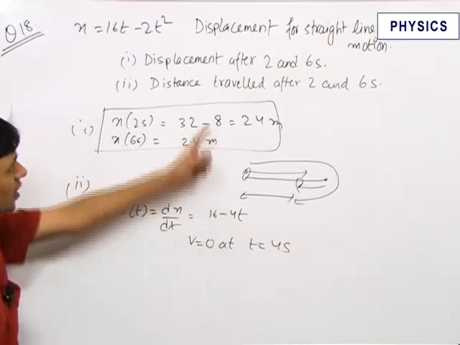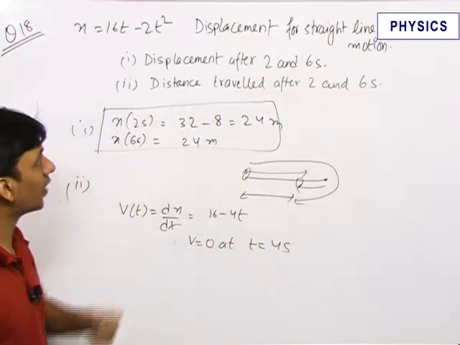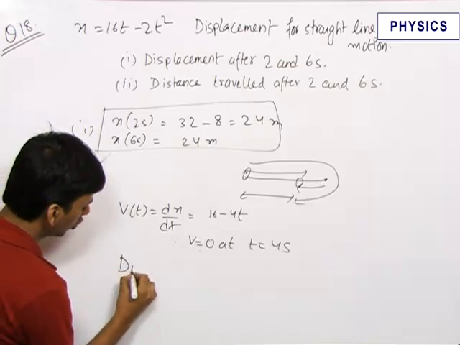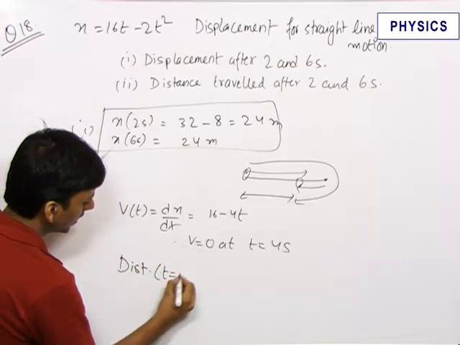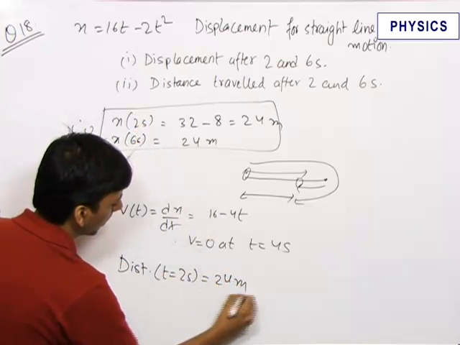So for finding the first part, there is no problem with the distance travelled after 2 seconds. Distance travelled after 2 seconds will be equal to the displacement after 2 seconds. Distance at t is equal to 2 seconds is equal to displacement after 2 seconds, that is 24 meters.